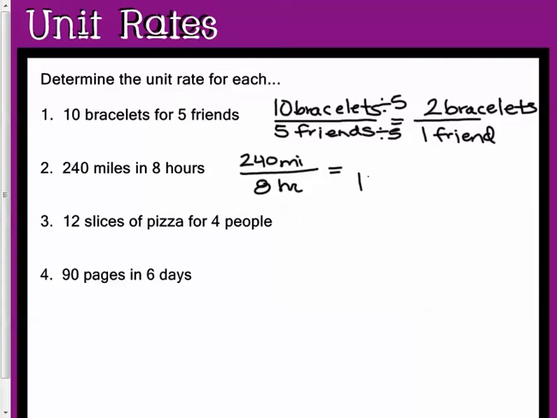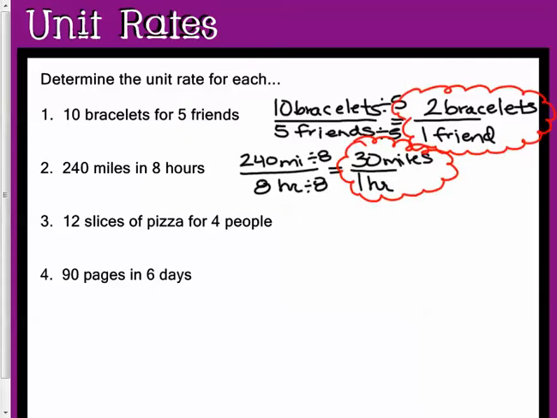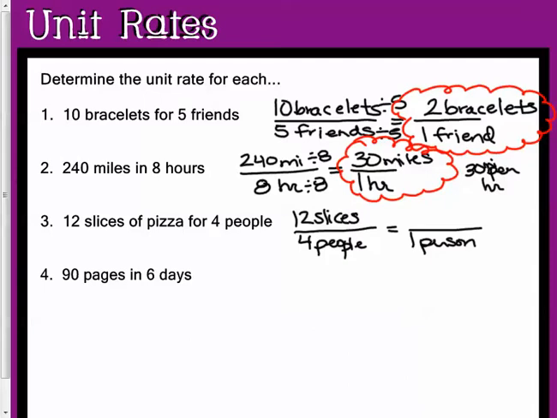So we want to know how many for 1 hour. So we're going to divide by 8, and we get 30 miles per hour. You can write it like this, or you can write it with the per, 30 miles per hour. Okay, 12 slices of pizza for 4 people as a rate looks like this. So for 1 person, I divide both by 4, and I get 3 slices per person.